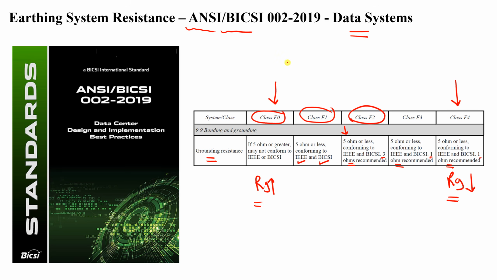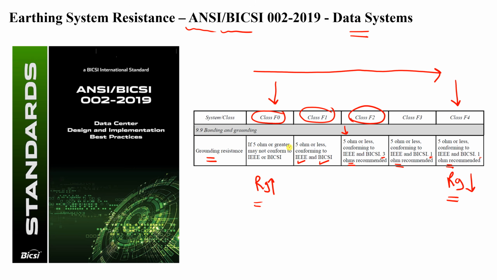Okay, so as you can see, as the data center becomes more critical and requires less downtime, the lower the resistance required, and less resistance means less noise, less interference with communication systems, and also more expensive cost. Now, as you can see here, these two are pretty similar to each other.